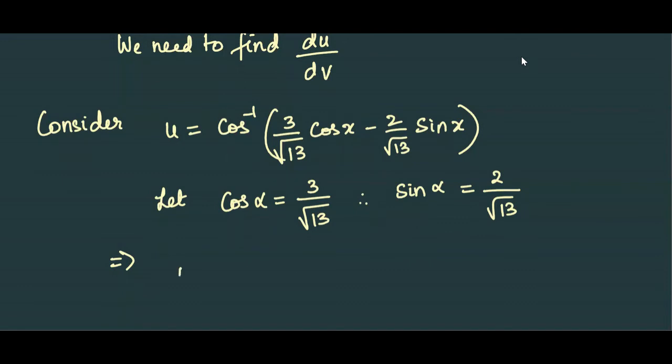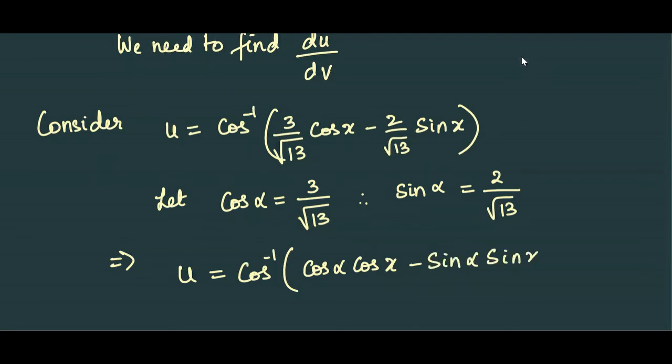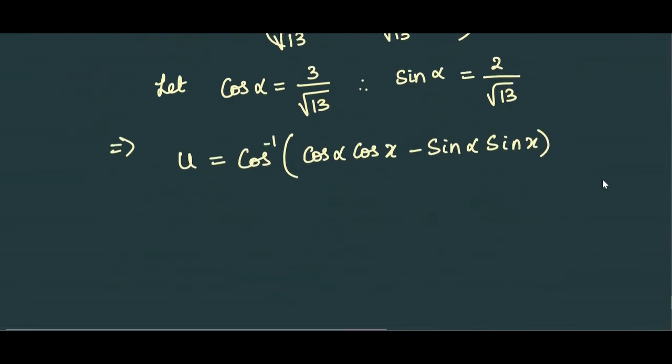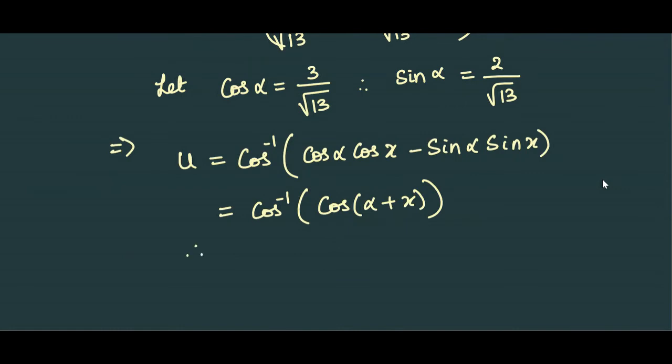So we can write like this. Therefore, u is cos inverse of cos alpha cos x minus sin alpha sin x. So what do we get? This is cos inverse of cos of alpha plus x. Cos a cos b minus sin a sin b will be cos of a plus b. So therefore, cos inverse of cos, of course depends on the value. Assume that these are within the primary domain.